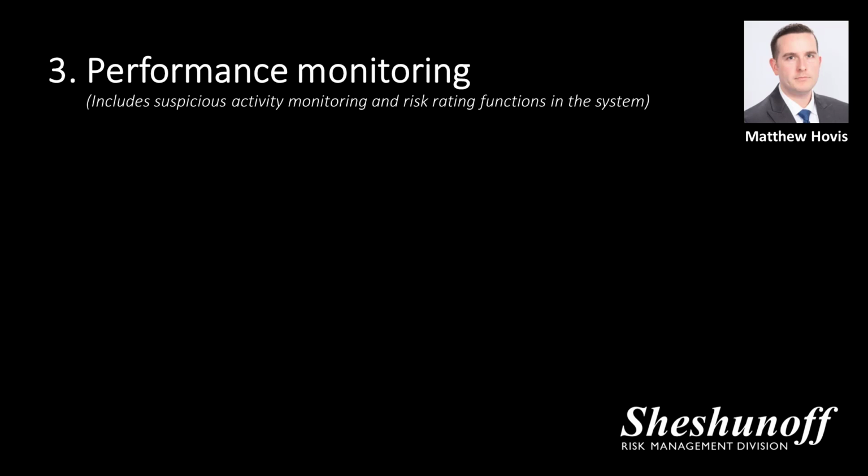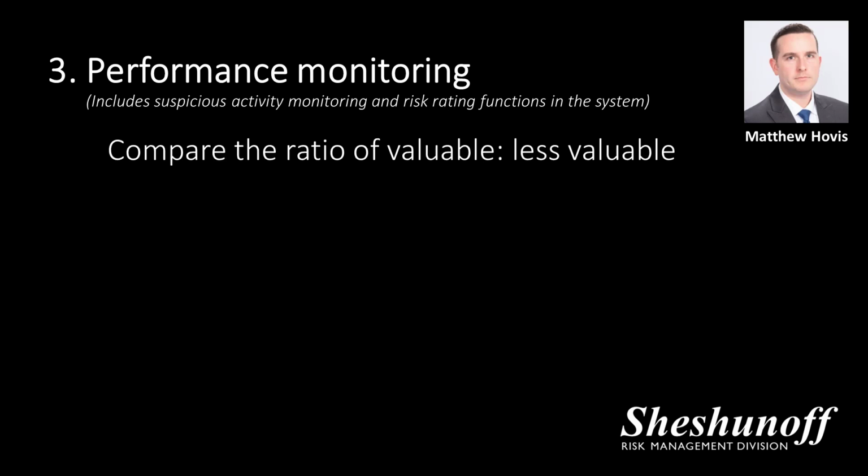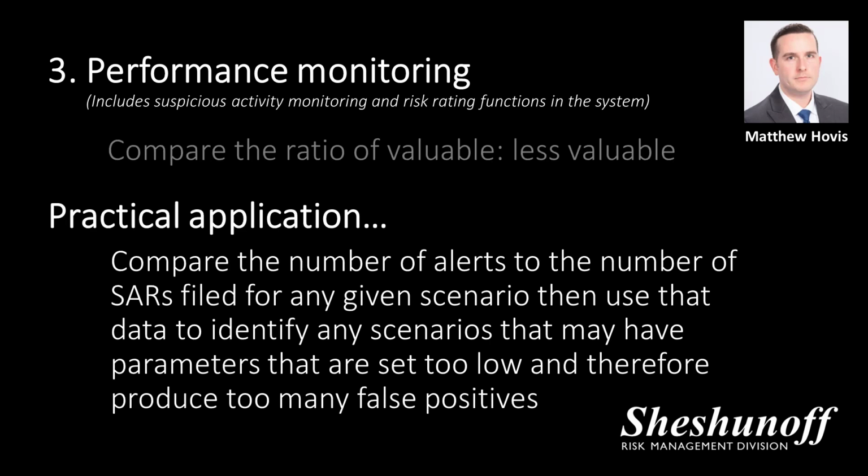One of them, of course, is to look at the ratio of valuable work versus work that's less valuable. And what do we mean by that in the AML context? It's, of course, looking at the number of alerts compared to the number of SARs filed for any given scenario, and using that data to then identify those scenarios that may have parameters that are set too low and are producing too many false positives.